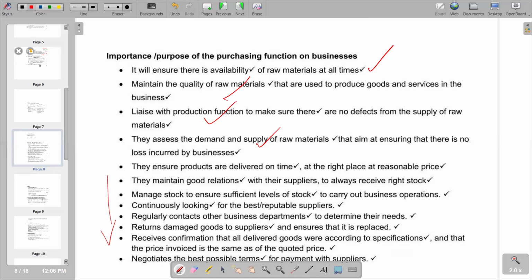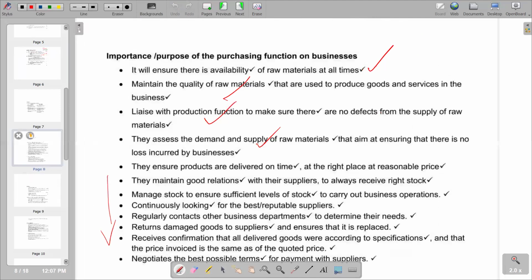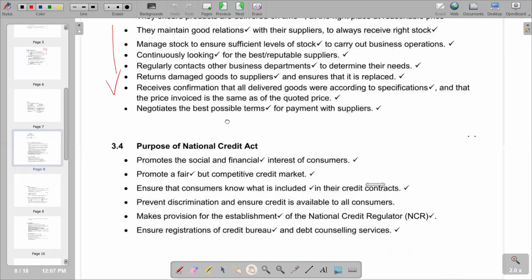So we go to the next part of our question, which reads, advise businesses on the purpose of the National Credit Act. We know that the purpose of the National Credit Act is to protect consumers and adjust the unbalanced relationship between the credit provider and consumer. So that's the purpose of the National Credit Act. We have different purposes listed in other sections that we want to go through.